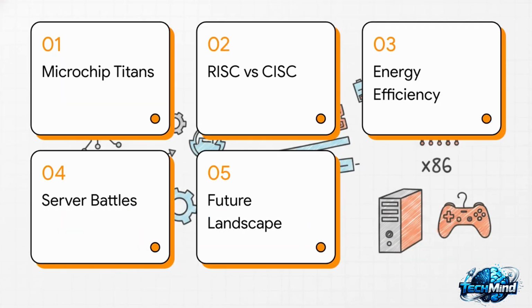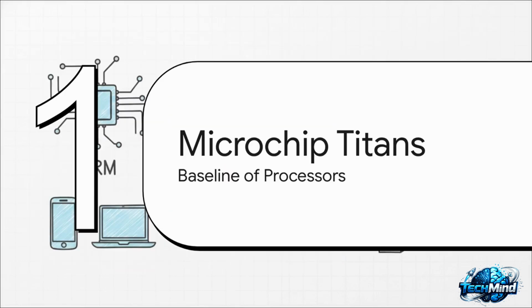So here's our quick roadmap for today's showdown. We'll meet the titans, break down the foundational RISC versus CISC architectures, explore this new energy efficiency revolution, weigh the server battle performance trade-offs, and finally, map out the future computing landscape. Let's jump right in. Section 1. Meet the microchip titans, the baseline of processors.